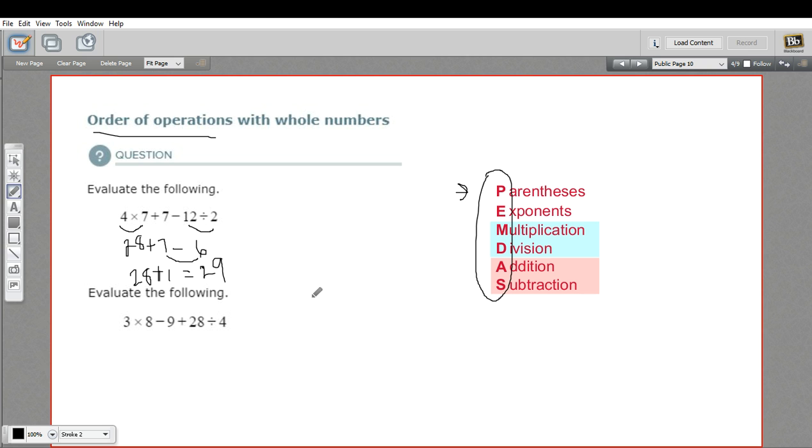Let's try one more for practice here. Again, I'm going to isolate the multiplication and division parts. So 3 times 8, that's a multiplication problem. 28 divided by 4, that's a division problem. The rest is just subtraction and addition.